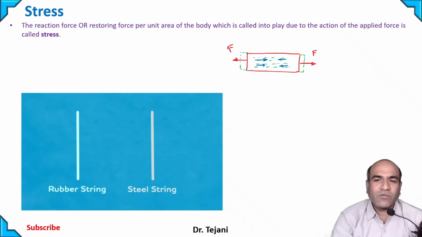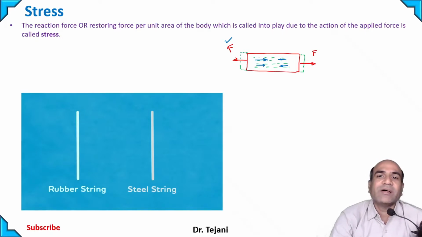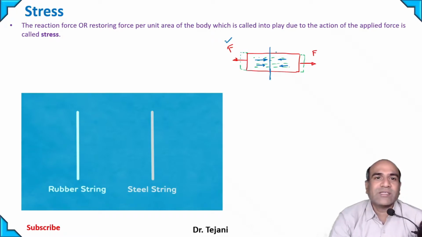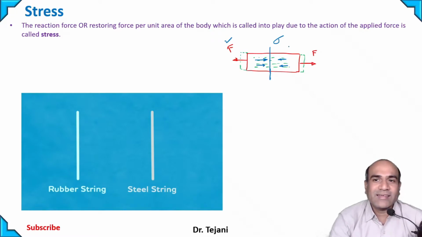Of course, there is a change of force if we apply it, but once we relieve this force, what happens? That reactive force, or restoring force, per unit area, tries to make the object return to its original position, original shape and size. This restoring force per unit area is known as stress. It is denoted by sigma.